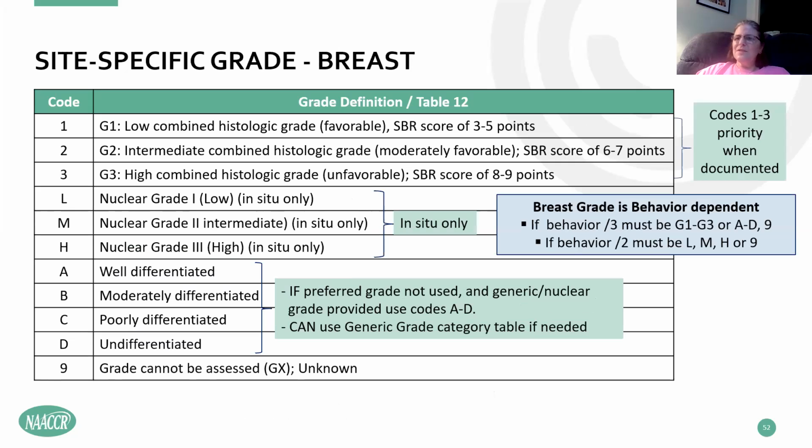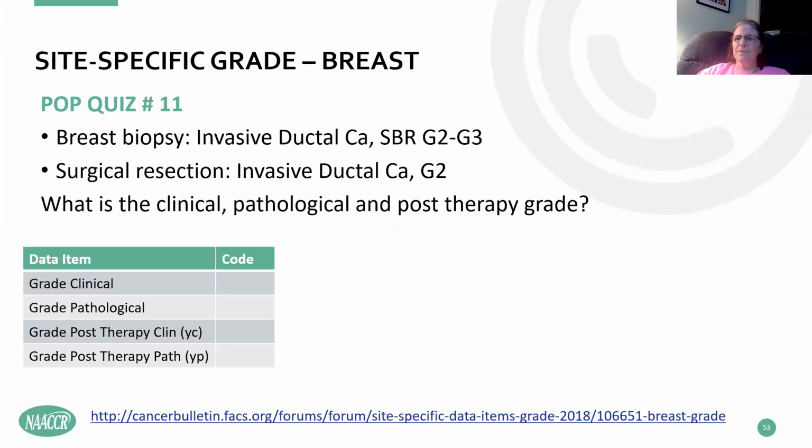So here we go with site-specific grade breast. So codes 1 through 3 take priority. Those are the Nottingham grades, and they are for invasive carcinomas only. Grades L, M, and H are for the in situ only. And then A, B, C, and D are for when the preferred grading system is not used. For example, they have a low grade on an invasive tumor. That's an example when you would use the generic grade category.